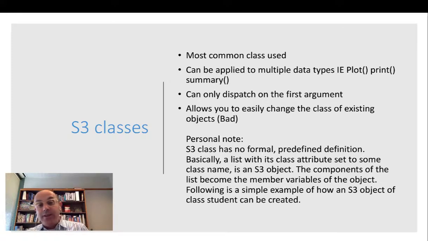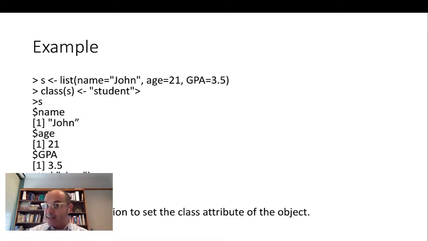Following is a simple example of how an S3 object of class student can be created. Again, this is an example. I have name, age, and GPA, and I will call it a class. And this is the student class. So if I say the name, I will have John, the age is 21, the GPA is 3.5. So what we have here is the S3 class, which means the attribute function sets the class attribute of the object itself.